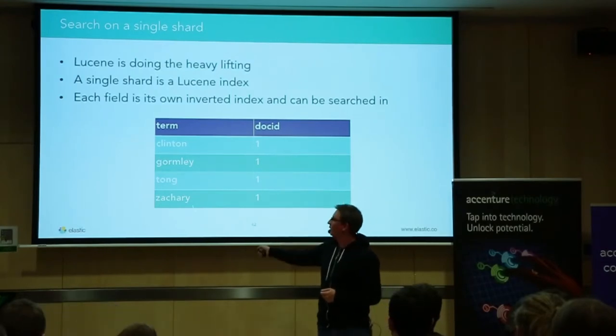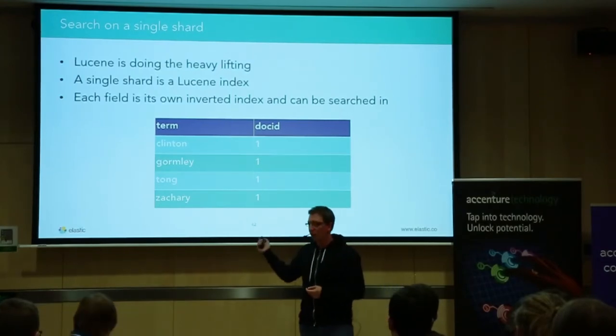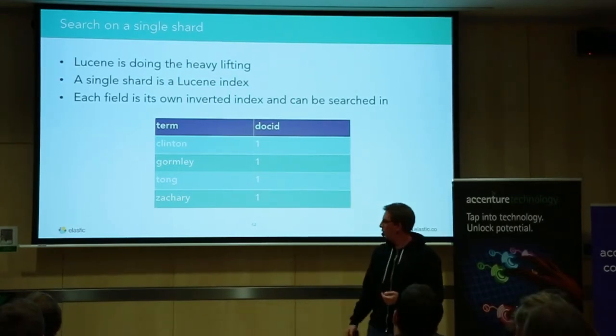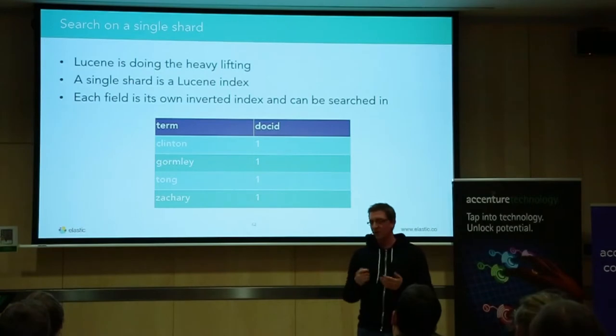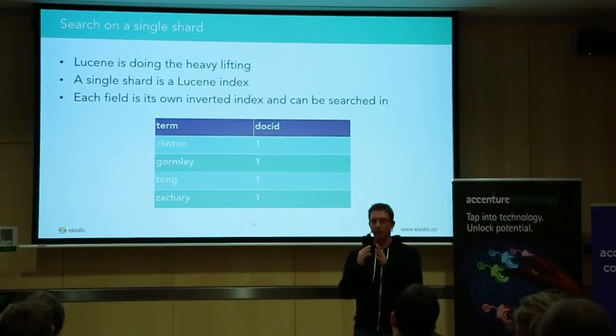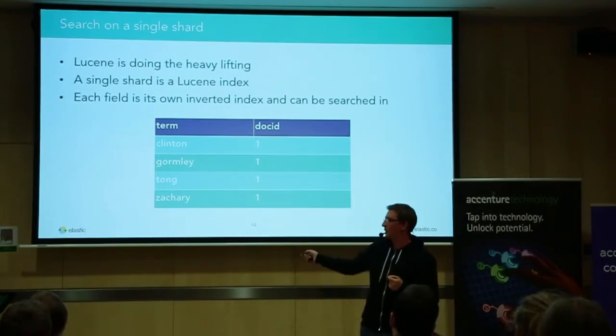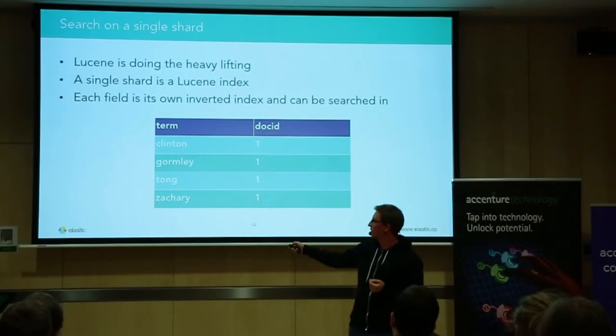And this is how an inverted index looks. If you keep in mind, we had this document with the authors. The authors were Clinton Gormley and Zachary Tong. And what happens is some sort of analysis phase inside of Lucene, which splits each term with a criteria. Most often this criteria is white space. And this means that four terms have been put into the inverted index here. So it's Clinton, Gormley, Tong, and Zachary.